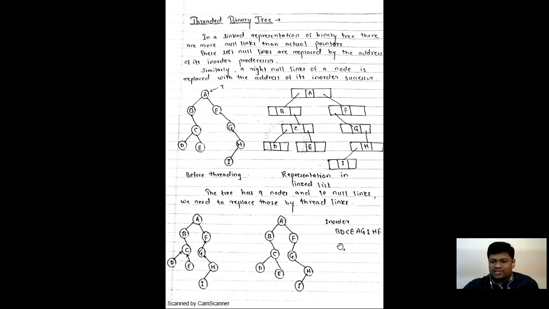Then what will you do? Now again you can consider F also, right? So that's why I have changed this diagram. So F. What is the value of the left pointer of F? G. Store the address of G. And what is the value of the right pointer? Null. Now replace the null pointer with the thread link. So whose thread link can you use? Is there any successor node available for F?